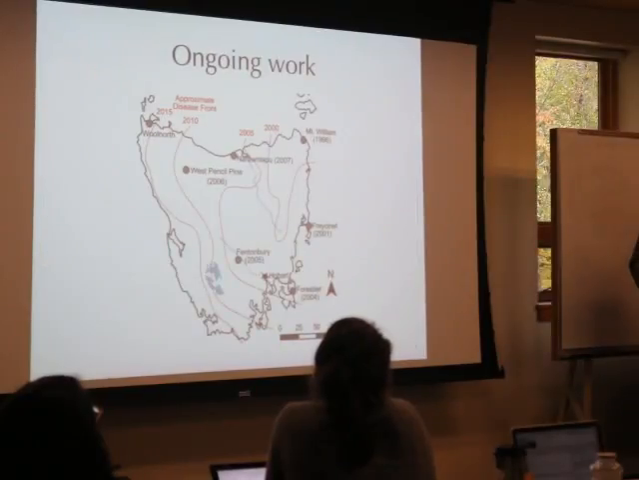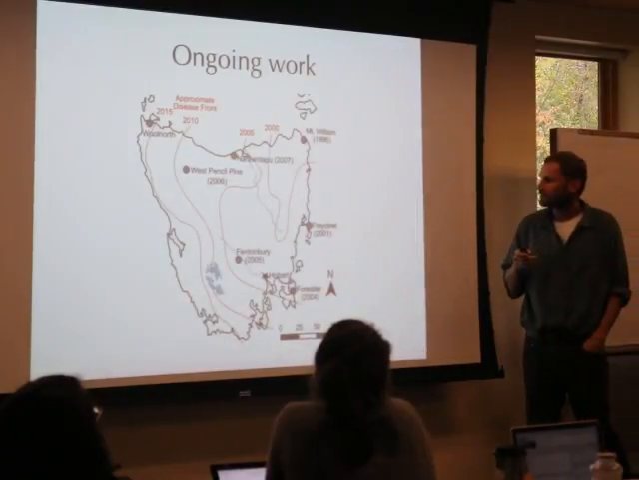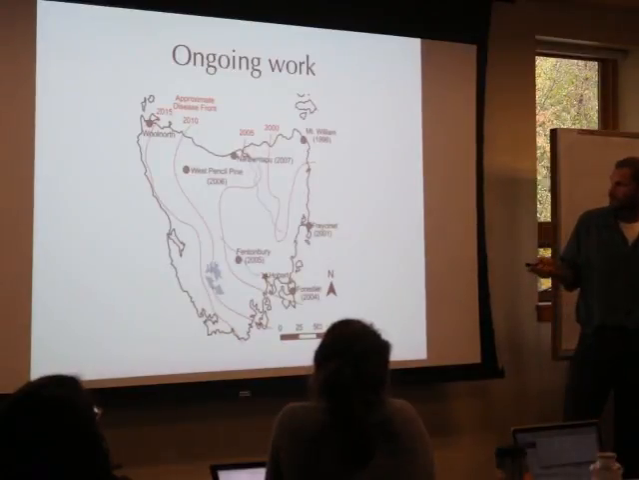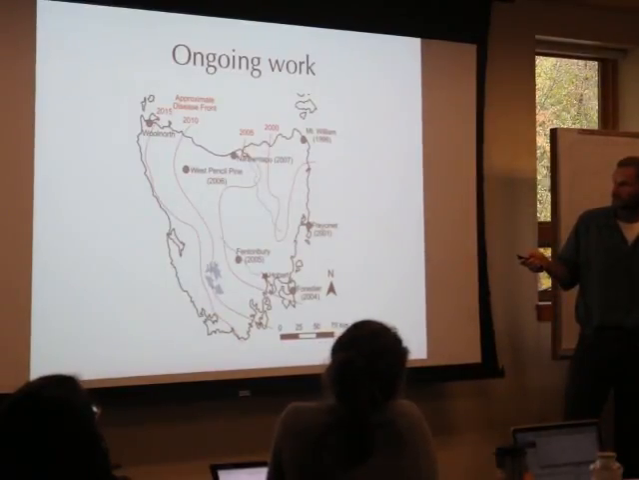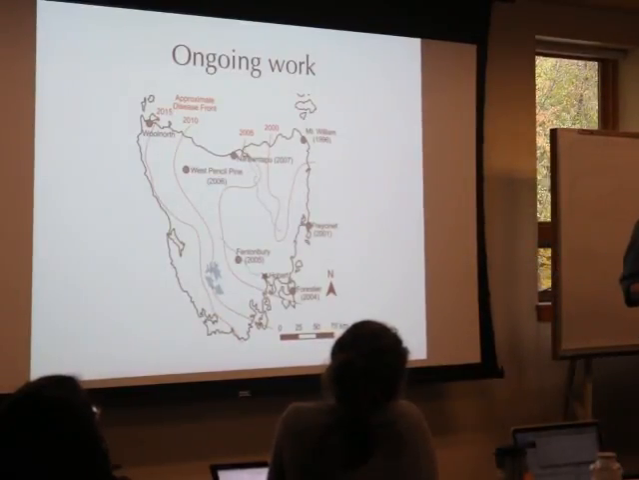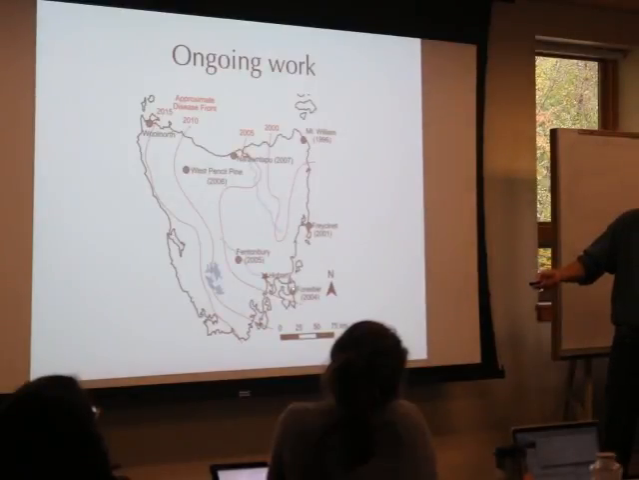Okay, so I'll just talk about a little bit of the other stuff that we're doing. So we have an expanded data set from 7 populations now. Here, there, and there.